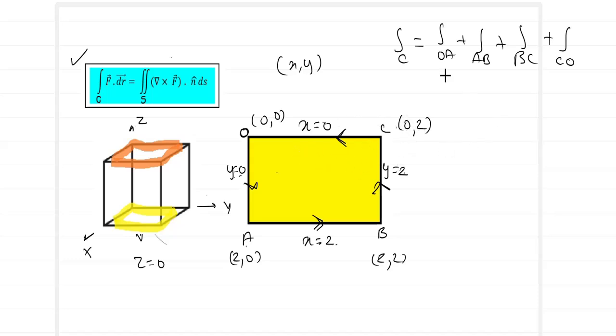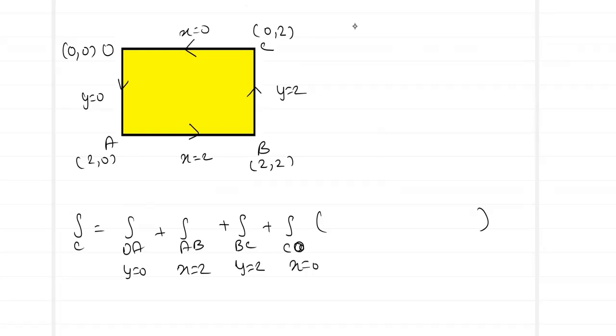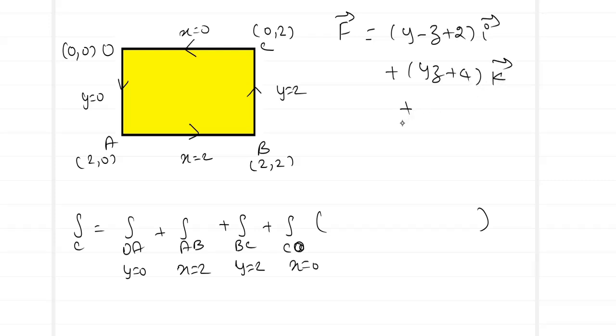Now I will have to evaluate the integral. What is going to be the integral over here? F vector dot dr vector. What is our F vector? So let me write my F vector. F vector is given as (y minus z plus 2) i plus (yz plus 4) k plus minus xz times of, sorry, this is going to be k and this is going to be your j vector. Okay, so now you have your F vector.